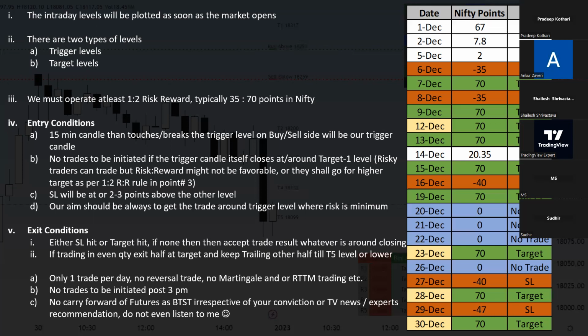Exit condition: either your SL will be hit, or your target will be hit, or nothing will be hit. You have to accept the trade. For example, if you get 7 points in the day, accept 7 points. You may also get -7, so accept -7. Whatever you get, you have to accept. If trading in even quantity, exit half quantity at target and keep trailing the other half till the target 5 level. Only one trade per day.